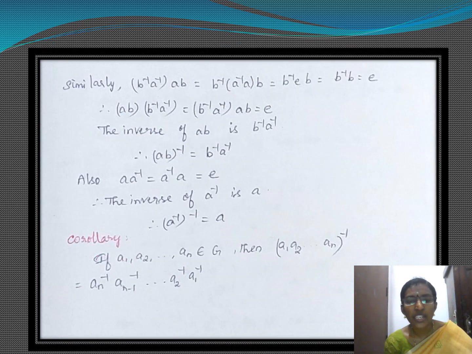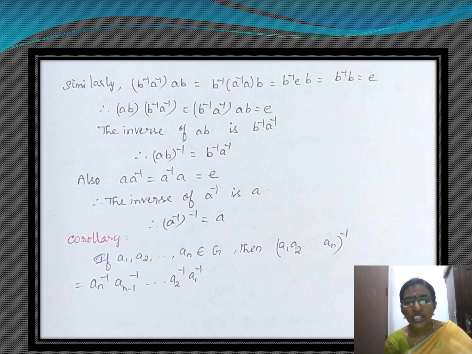Similarly, B inverse A inverse into AB equal to B inverse (A A) into B, equal to B inverse EB equal to B inverse B equal to E. Therefore, the inverse of AB is B inverse A inverse. Therefore, (AB) the whole inverse is equal to B inverse A inverse.